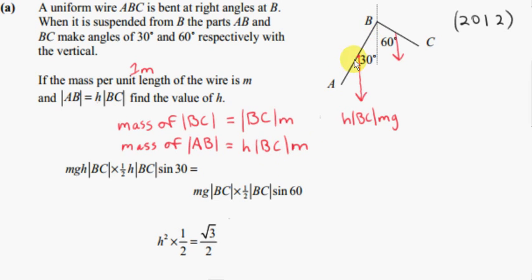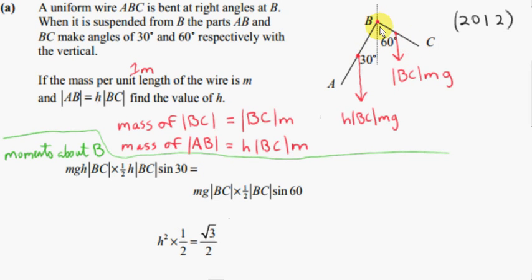So now we can look at the force on AB. It's uniform, so we can treat this part of it as if its mass is concentrated at its center of gravity, which is the midpoint of AB. So we multiply its mass, h times BC times m, by g to get its weight. Similarly over here, we multiply the mass, which is BC times m, by g to get the weight of this part. This is the center of gravity, the midpoint of BC.